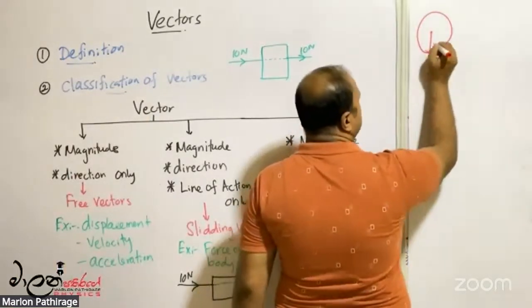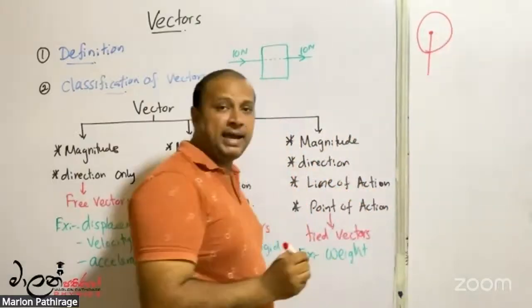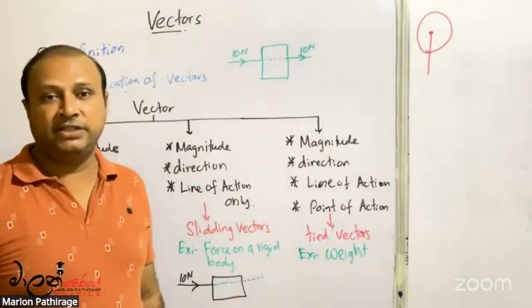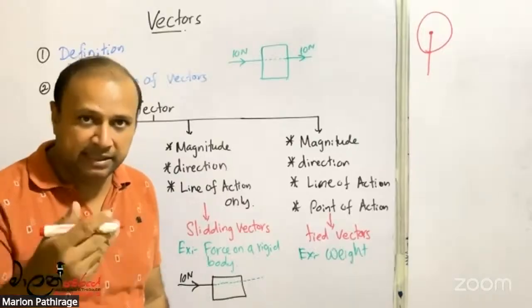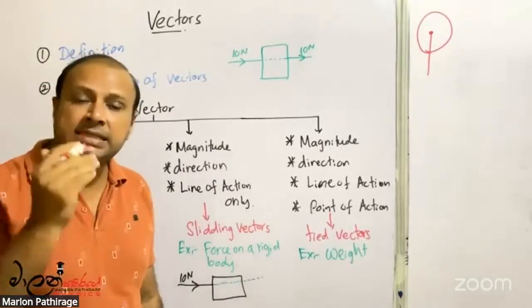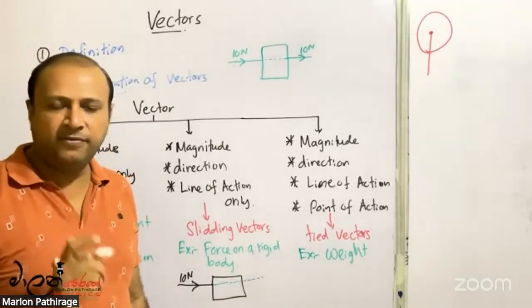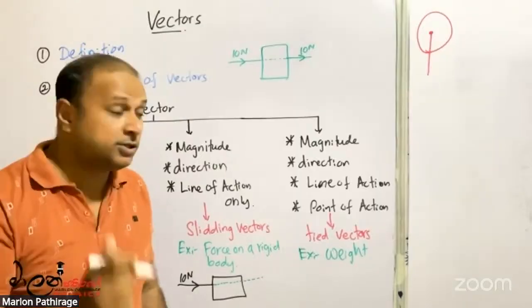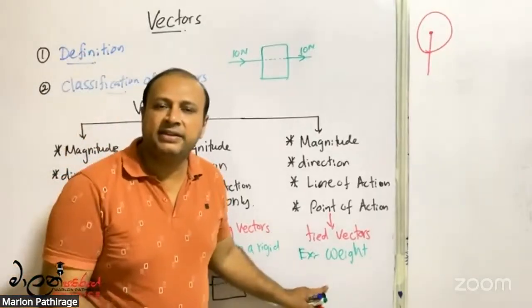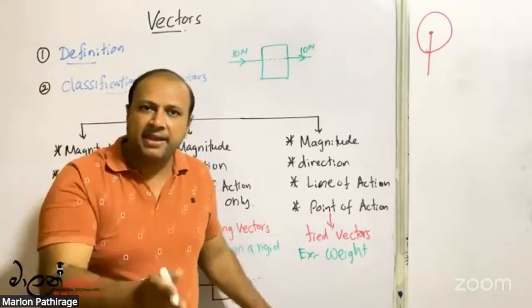It has a special point of action. We call it the center of gravity. We will learn about that later. It is called the center of gravity. Therefore, a force, sorry, a weight is exerted at that point.